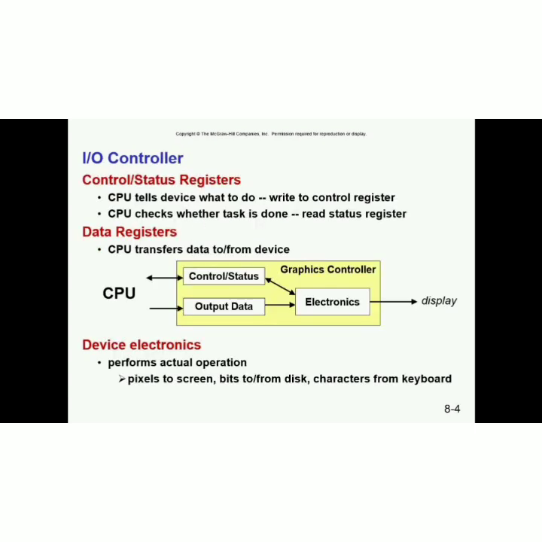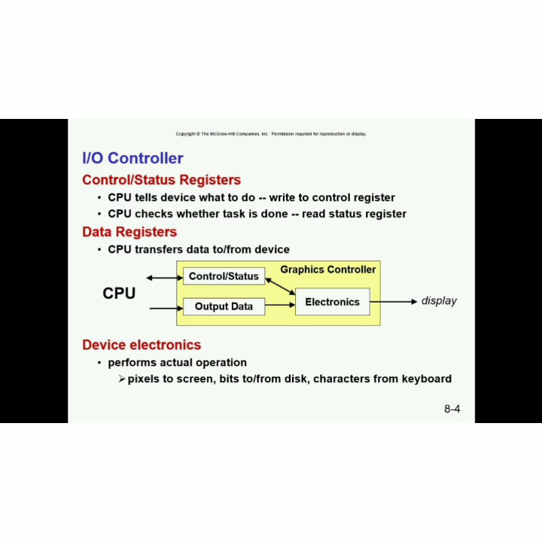Next are control status registers. First, the CPU tells the device what to do, for example, by writing to a control register. Next, the CPU checks whether the task is done, for example, by reading a status register.